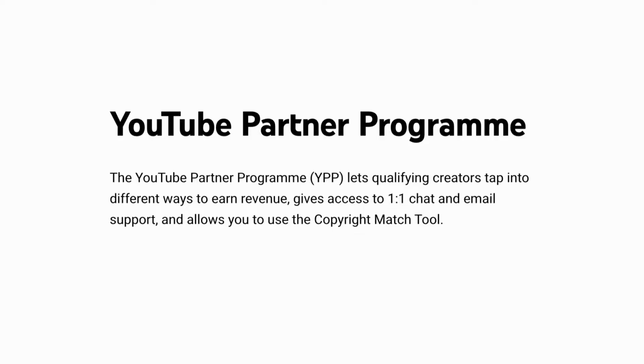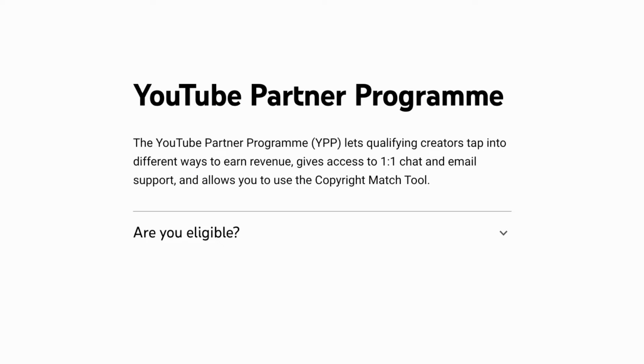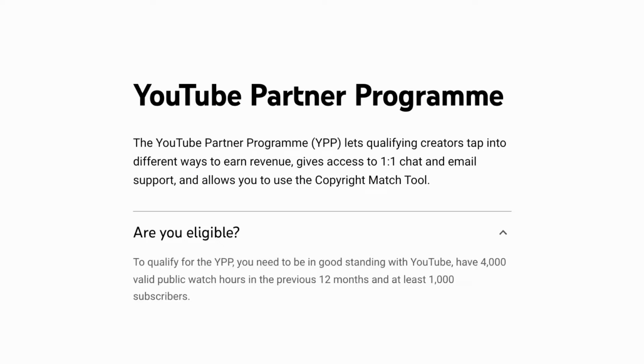To earn ad revenue on YouTube, you need to join the YouTube Partner Program. And joining the program isn't as simple as just agreeing to some terms and conditions. There are actually eligibility requirements that you have to meet. The 2 key requirements being that you need to have over 1,000 subscribers and over 4,000 watch time hours over the past 365 days. And that isn't necessarily an easy feat.